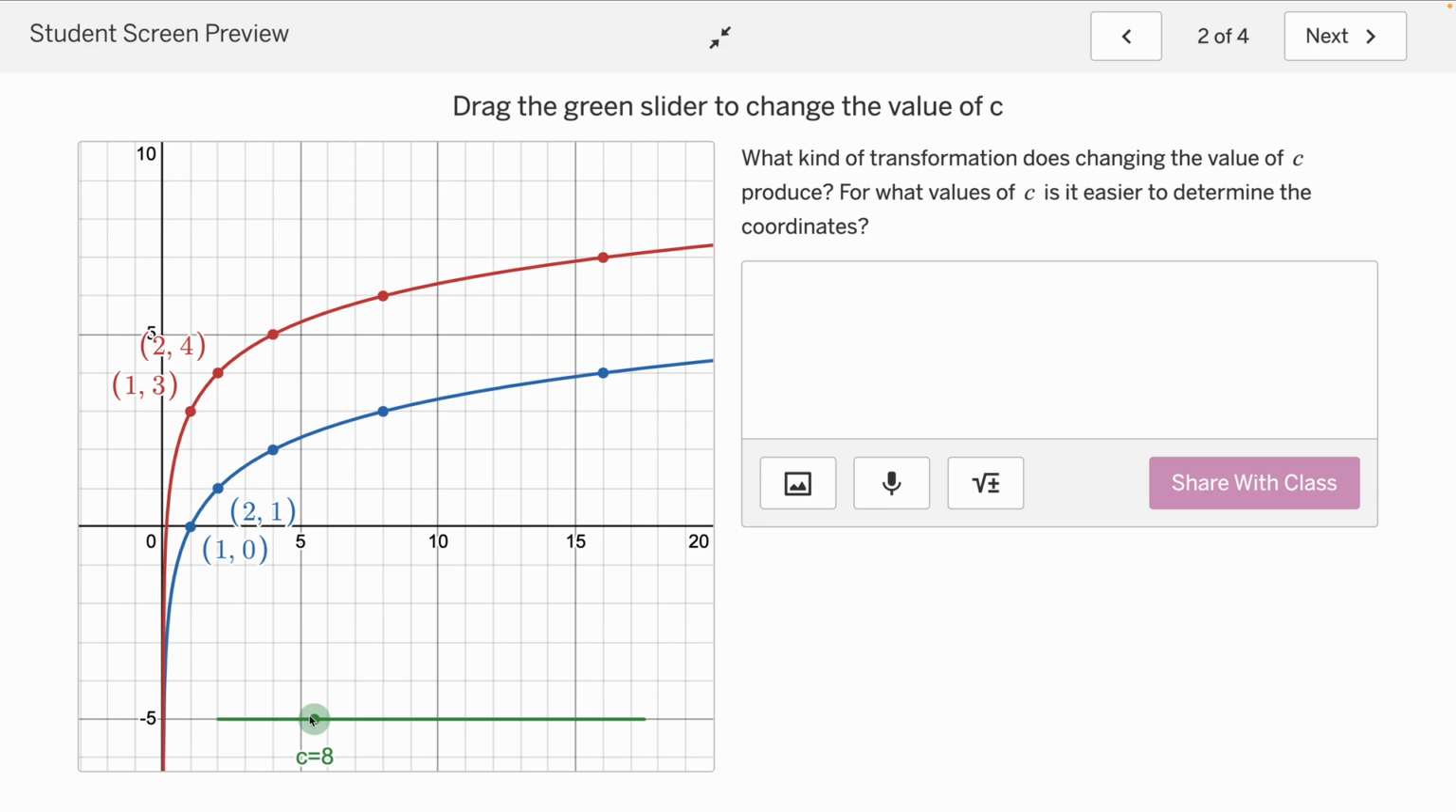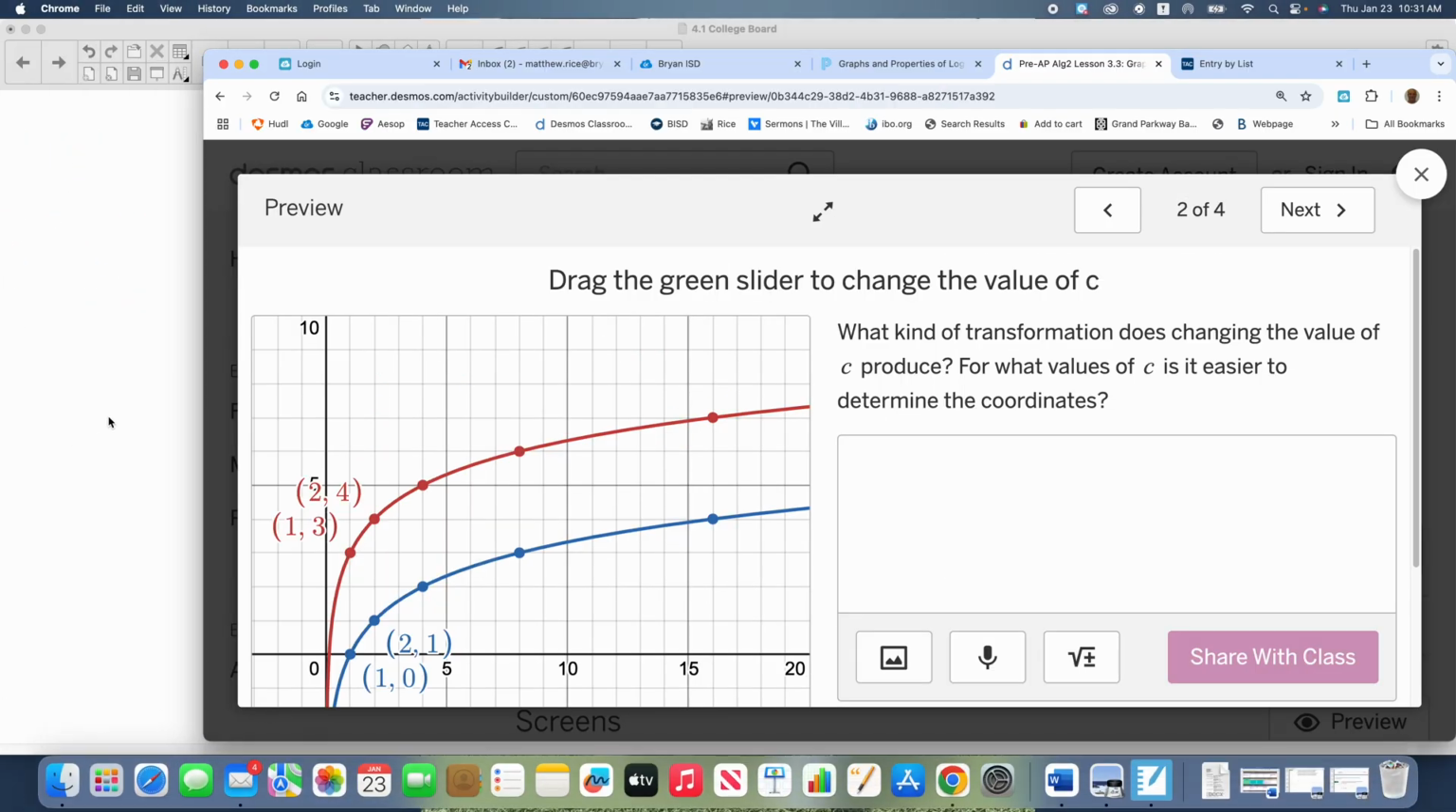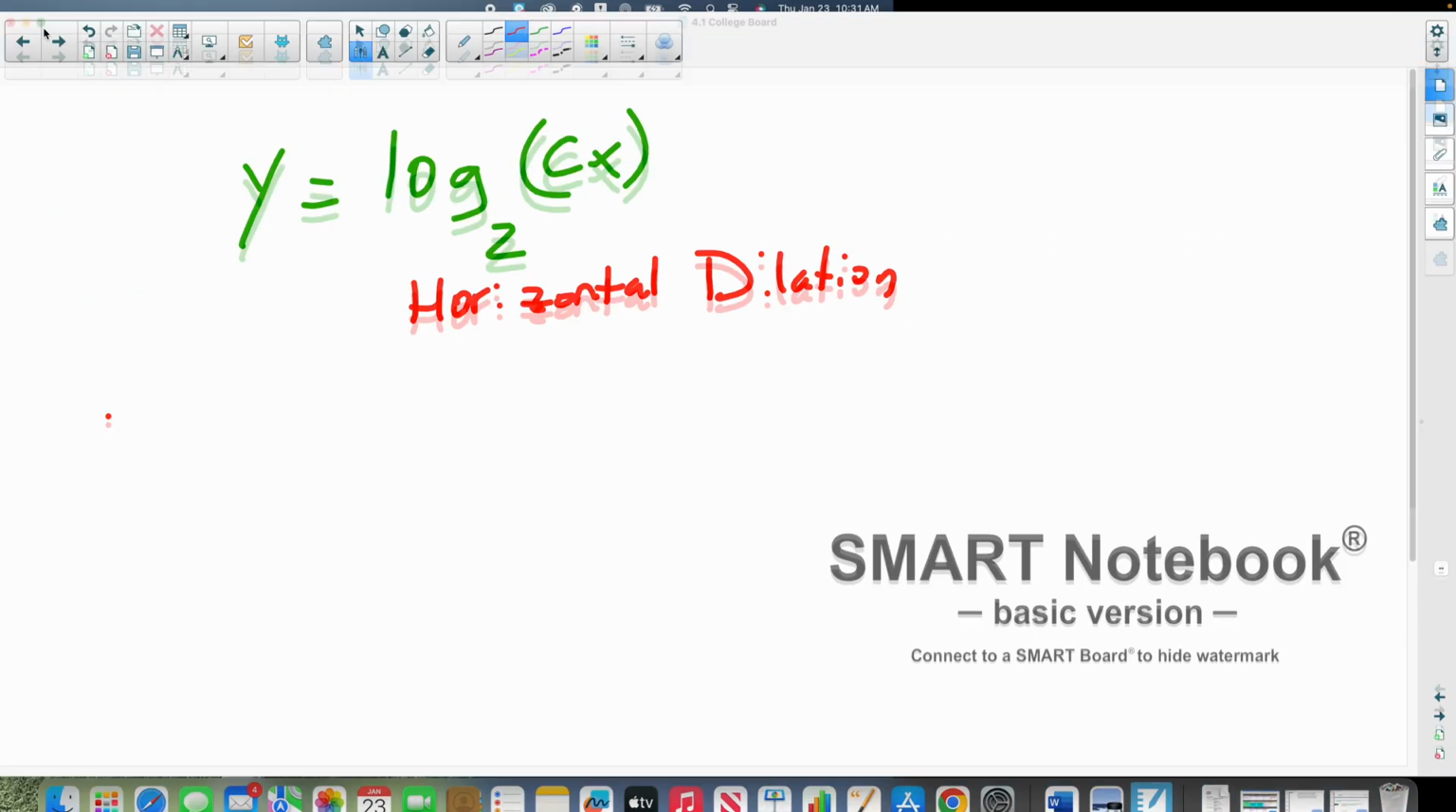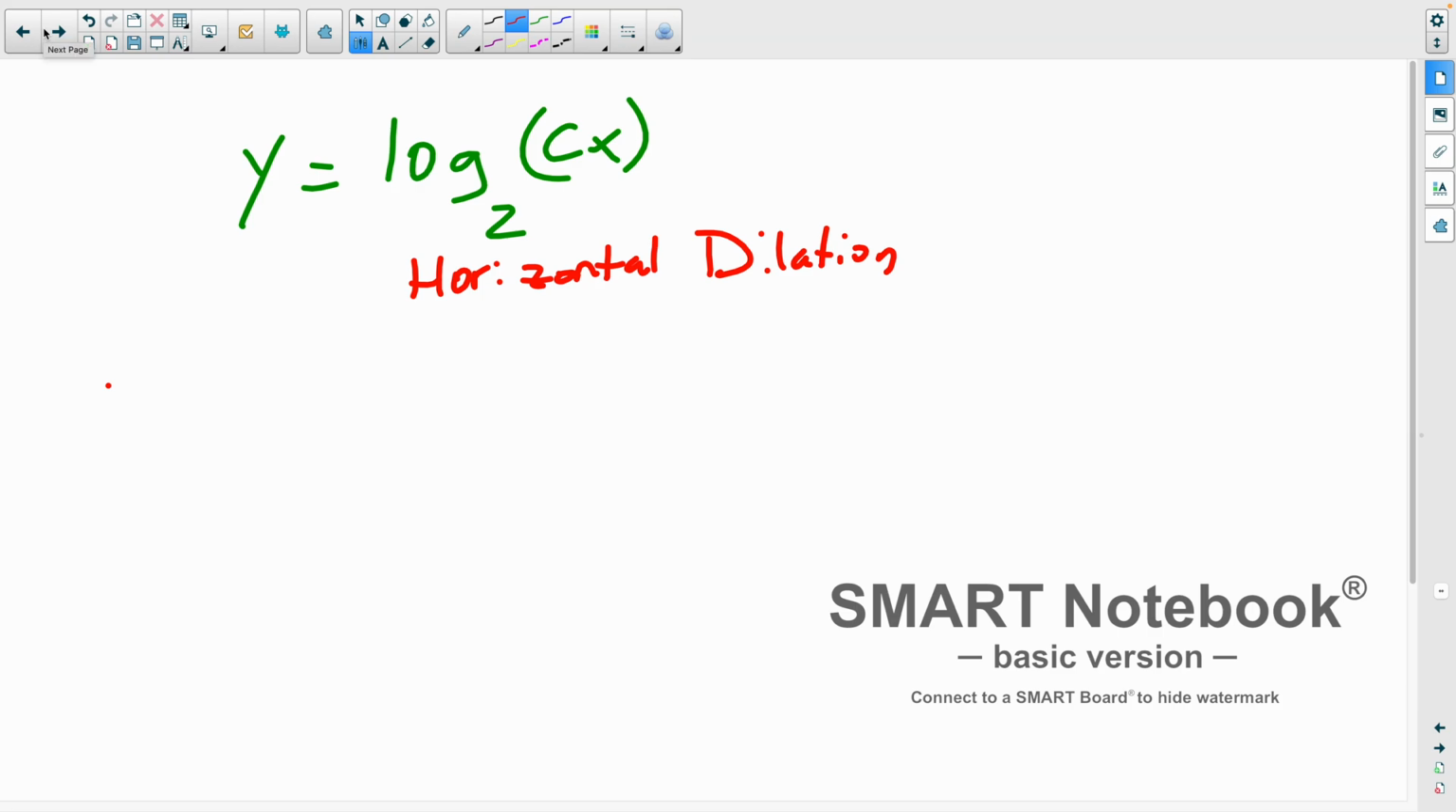So realistically, if I were to go back to page 8, right here, by formula it said horizontal dilation, but what we really saw was a vertical shift. Okay? Now, real quick, did the shape of the graph change? It really didn't. Did it look like it was just being shifted upward?